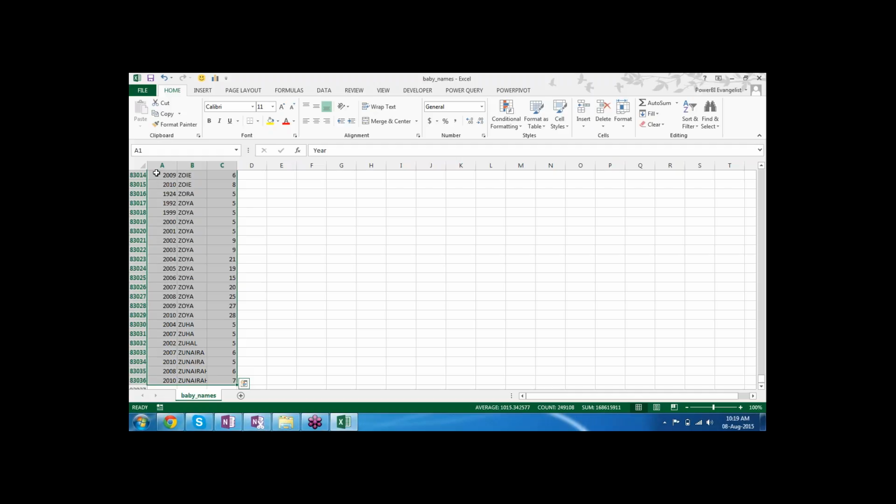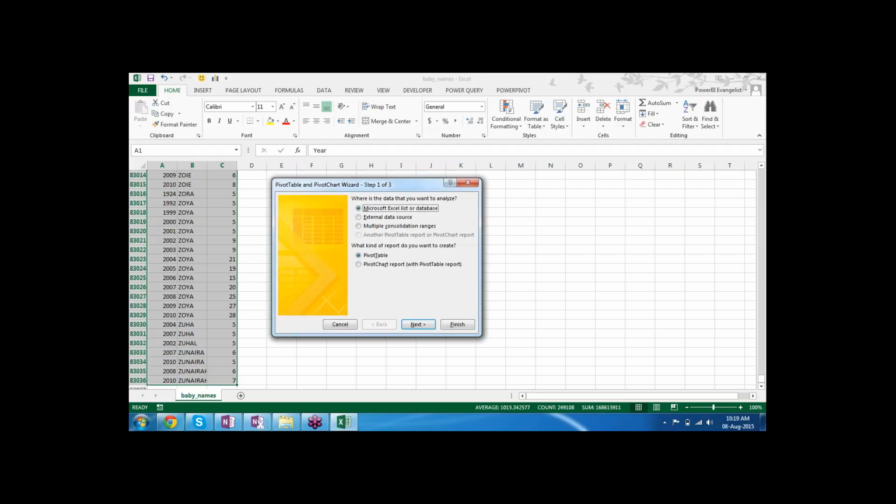Now what to do with this particular data? The first thing that we have to do is to convert this to a pivot to understand what this data is all about and what kind of information this data can give us. So for that, we will simply be taking a pivot.